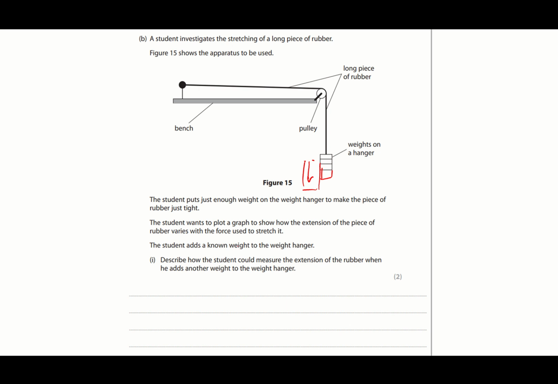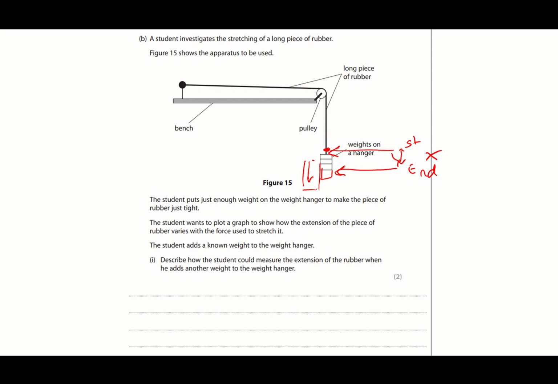So they want to plot a graph to show how the extension varies with the force. So we're just going to hang more and more weights. Describe how they could measure the extension. Okay, so what I could do is put a mark on the rubber there. Maybe get a clamp stand and just put a marker. And then the crucial part is, hang on your new weight. My marker will now need moving down, and if I mark out start and end, that's my extension.